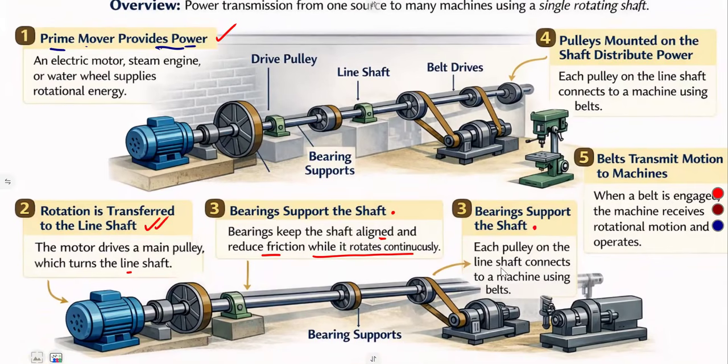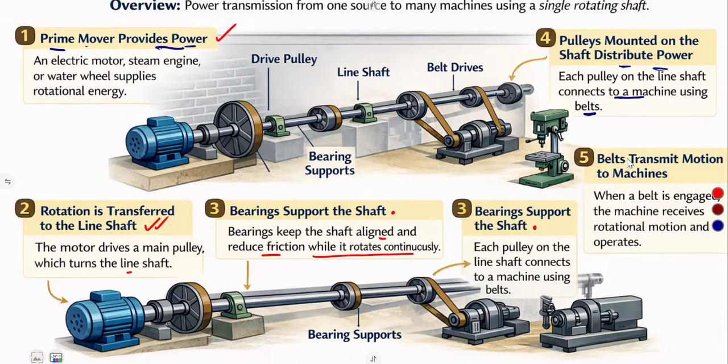Each pulley on the line shaft connects to the machine using belts. All right, so the issue of the belts will be there on the belt drives. Then again, the pulleys mounted on the shaft distribute what? They distribute power. Each pulley on the line shaft connects to a machine using what? Using belts from the belt drive.